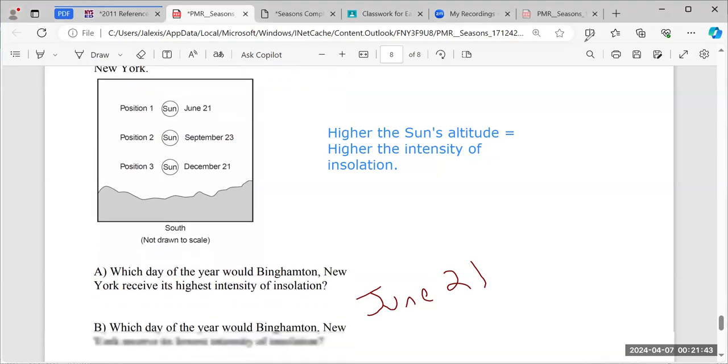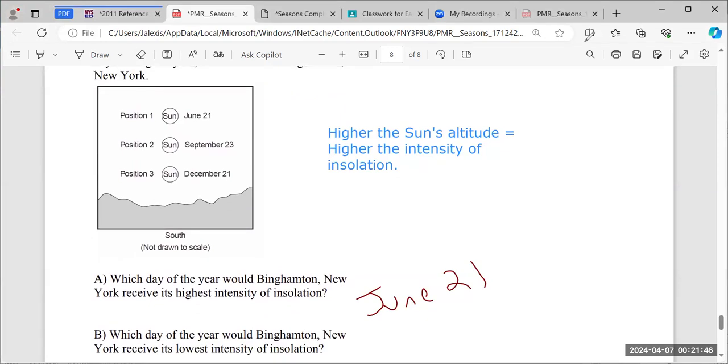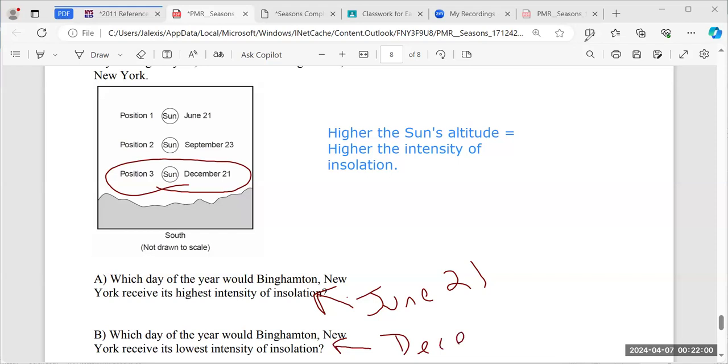When I'm looking at B, which day of the year would receive the lowest intensity? That means it has to be the day of the year where the sun's altitude is the lowest, and it is December 21st. Which makes sense, right? It's very cold for us during December. Why? We're not getting as much energy from the sun because the altitude of the sun is lower, which means that the strength or the intensity of the insolation is less.